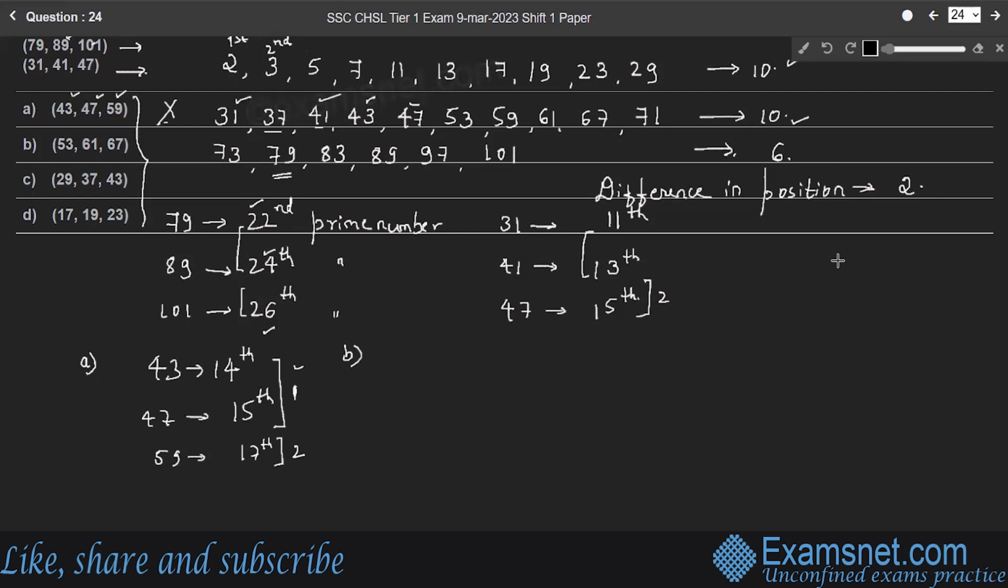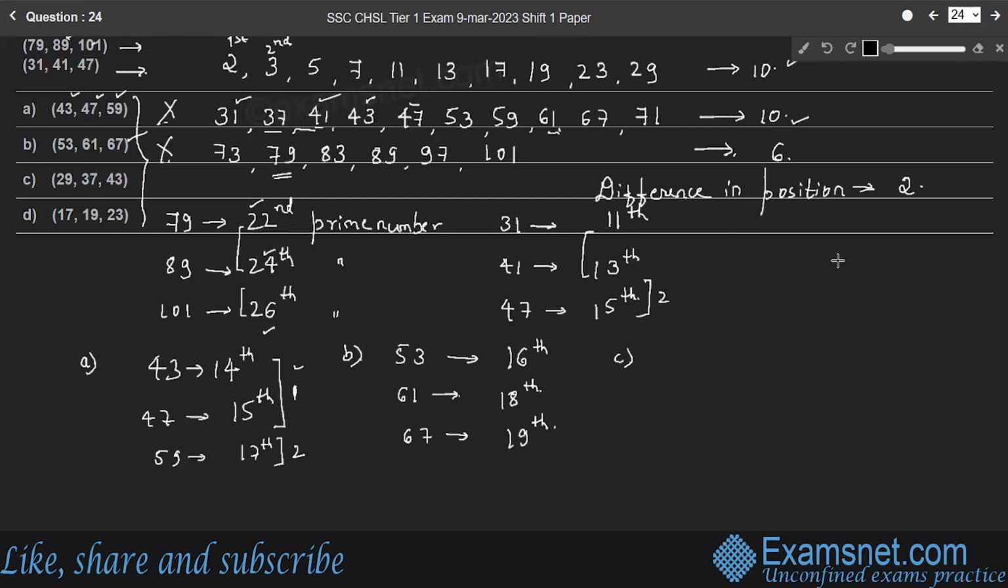Consider option B. Option B, 53. What is the position of 53 here? 53 is the 16th prime number, whereas 61 is the 18th prime number. The next number, 67, is the 19th prime number. Therefore, option B does not follow the same logic.